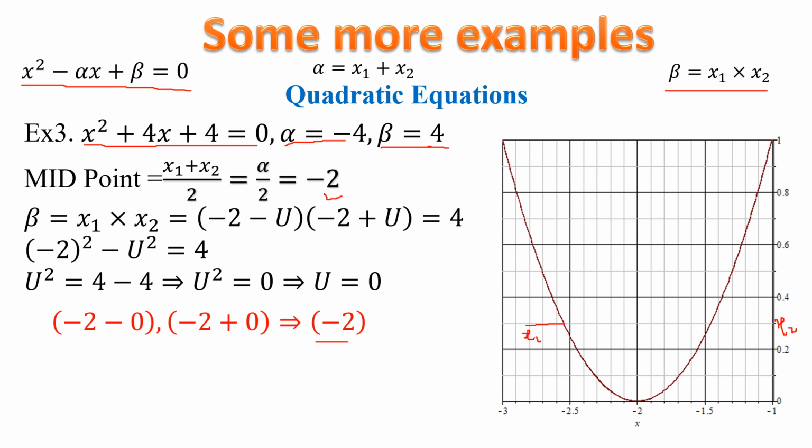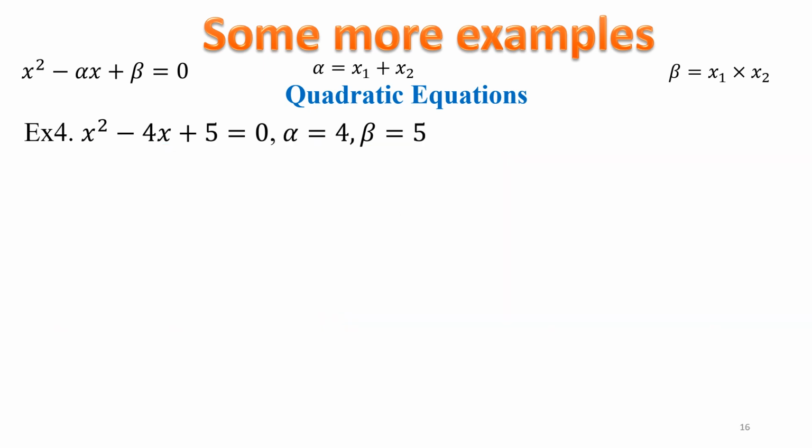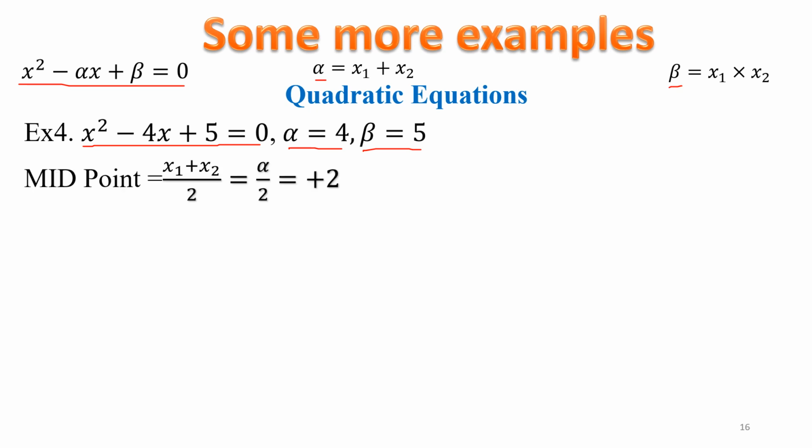root of the expression. Now let's roll through the fourth example, x squared minus 4x plus 5 equal to 0. You have to compare this equation with the standard form that we have started with and find out alpha and beta. Here alpha is equal to 4 and beta is equal to 5. Moreover, alpha is x1 plus x2 and beta is x1 into x2, where x1 and x2 are roots of the equation which we are trying to find.